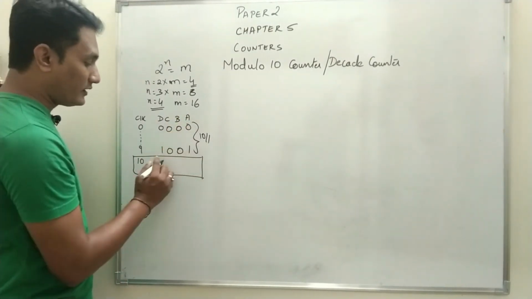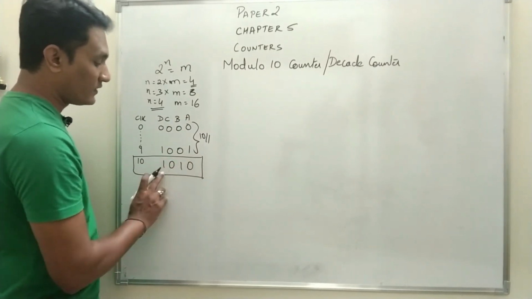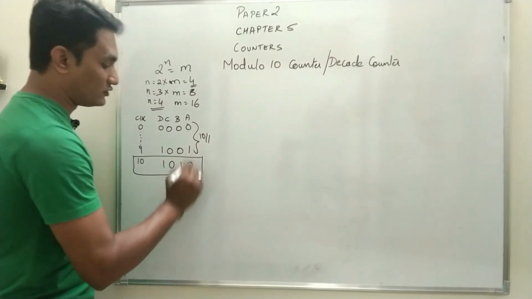The count will keep on increasing, and after 1 0 0 1, decimal 10 will be represented by 1 0 1 0. So this is very important. At this point the circuit should reset.